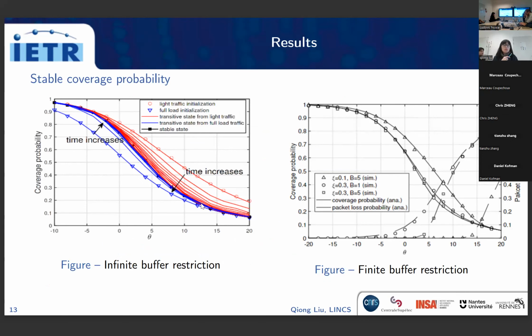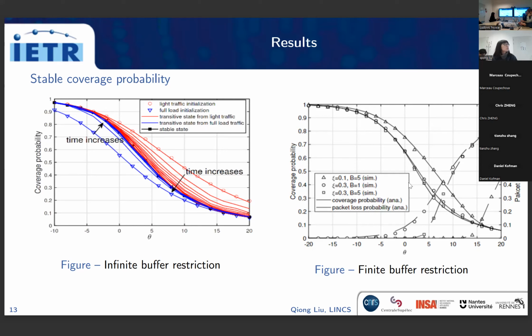In the left figure, I plot the stable coverage probability depending on the threshold in the infinite buffer restriction. To do the experiment, we let the network initialize in different conditions. The red line with circles is a light traffic initialization, and blue with triangles is the heavy load initialization. After that, we give the network the same traffic intensities. We can see that the coverage probability will eventually converge to the same stable coverage probability, no matter what the initialization states are. And the expression for the stable coverage probability corresponds to our analysis in the previous slide.